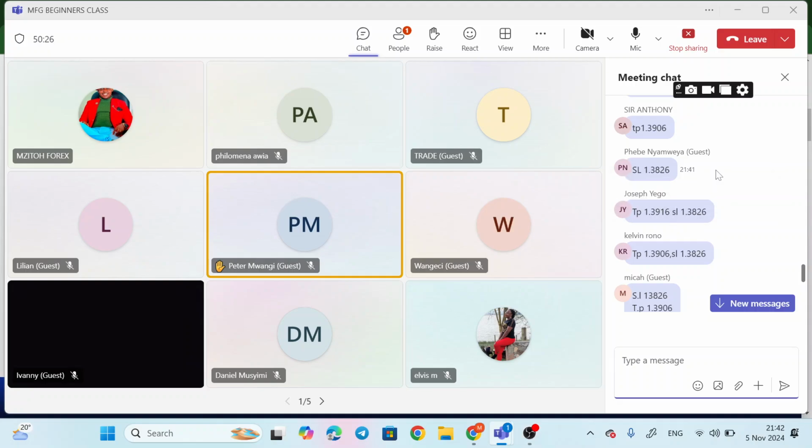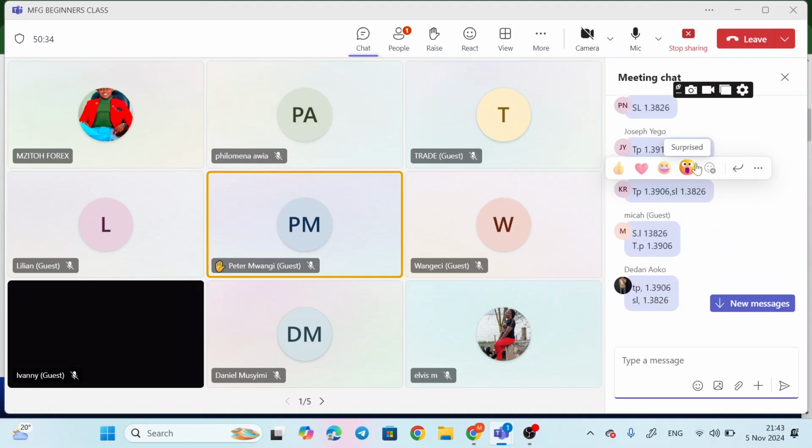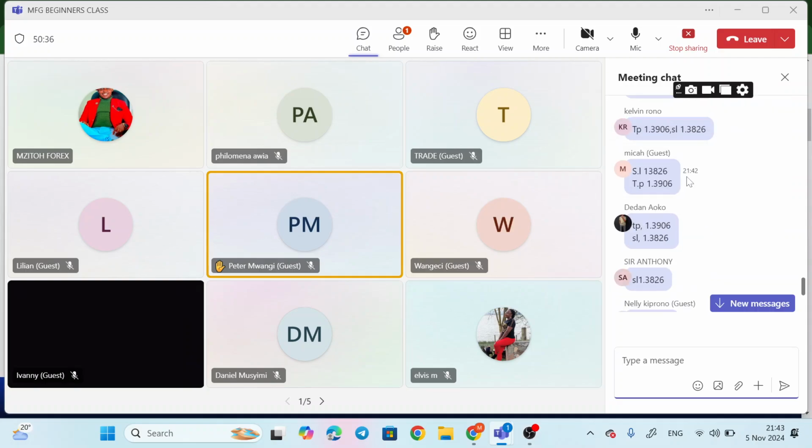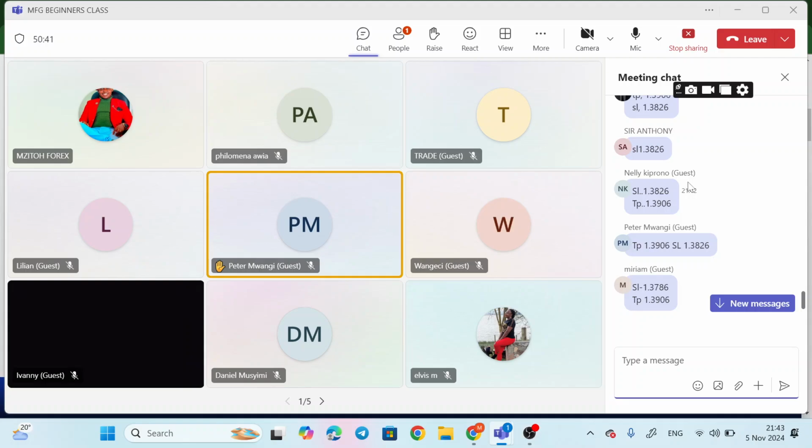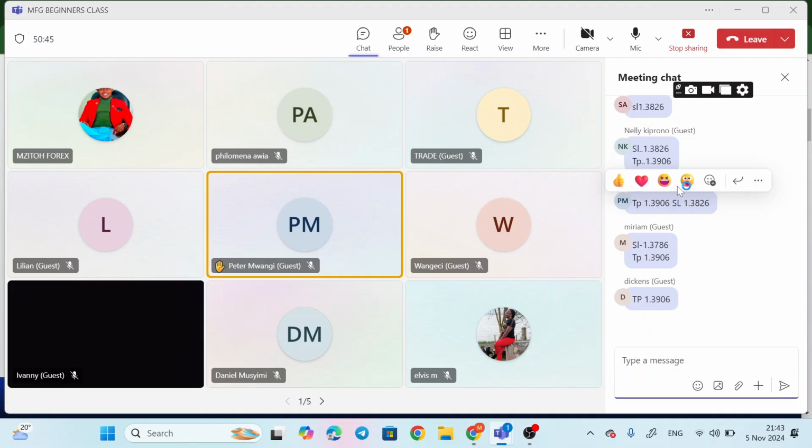SL 3906, TP 3906 and SL 3826 correct. SL is correct. SL and TP is correct. TP and SL is correct. Okay. Where are the rest? We are over 40 people here, about 50, I don't know.